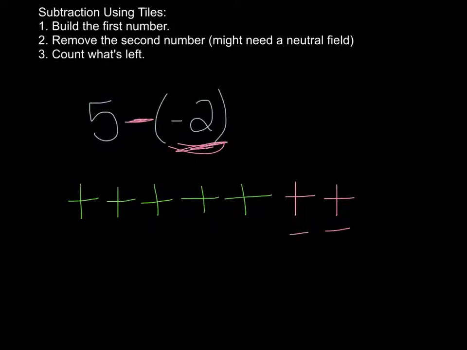And remember, we didn't change our starting value. We still have 5 positives. We just have some zeros with it. And that works because 5 and 0 is still 5. Okay, but now we gave ourselves 2 negatives to remove, and then we just count up what's left. And you'll see we have 7 positive tiles remaining.